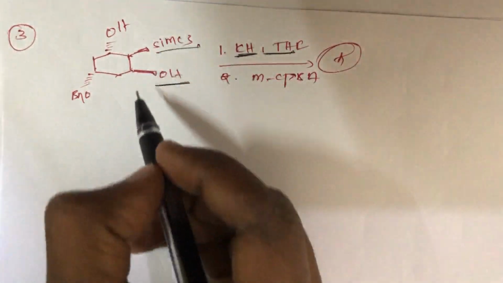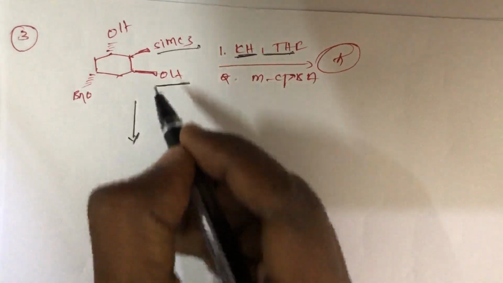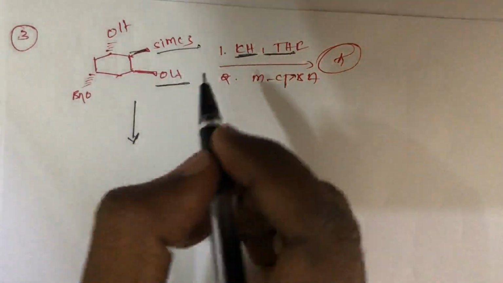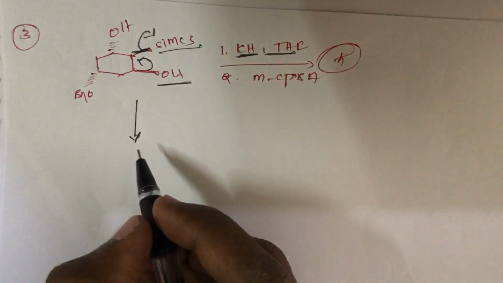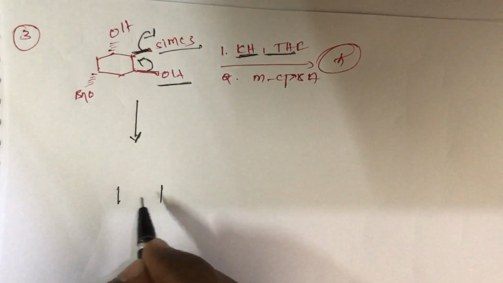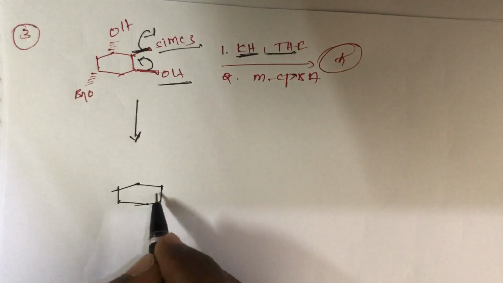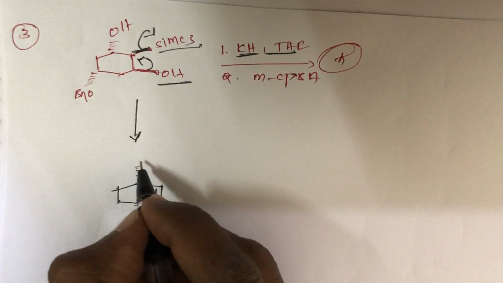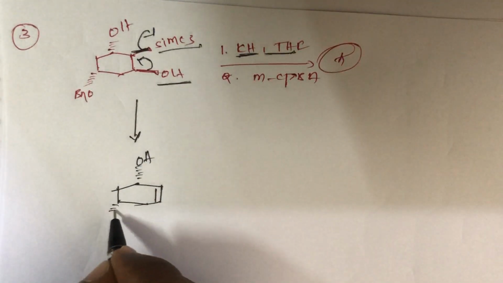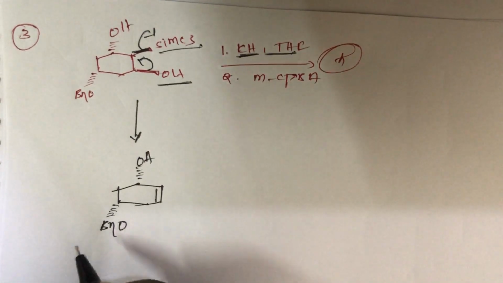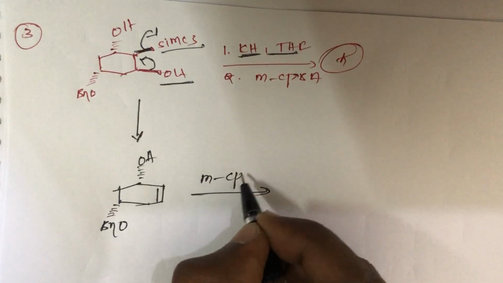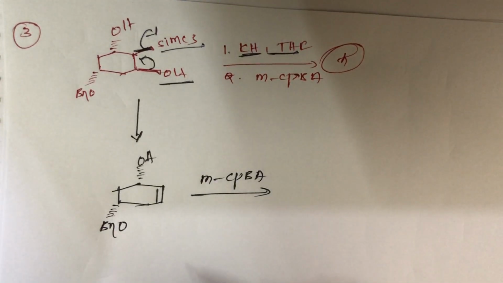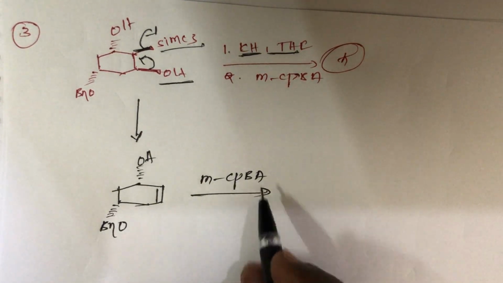So if you see, first, these both are in syn positions, right? So this bond is migrated here and this bond will leave. The first product here, we will get the double bond, OH, BnO. So again it is treated with mCPBA. So mCPBA, Baeyer-Villiger oxidation.